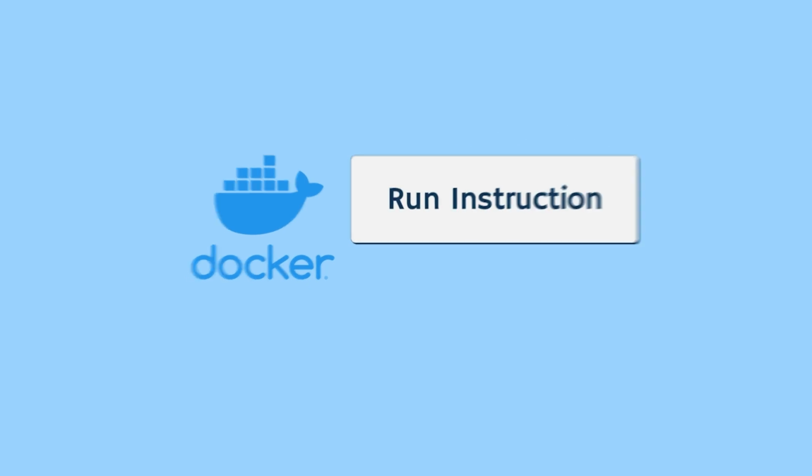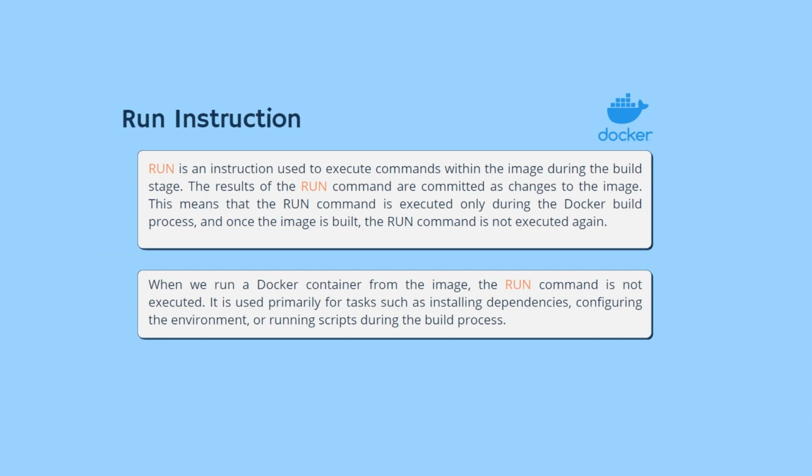RUN instruction. RUN is an instruction used to execute commands within the image during the build stage. The results of the RUN command are committed as changes to the image. This means that the RUN command is executed only during the Docker build process, and once the image is built, the RUN command is not executed again. When we run a Docker container from the image, the RUN command is not executed. It is used primarily for tasks such as installing dependencies, configuring the environment, or running scripts during the build process.